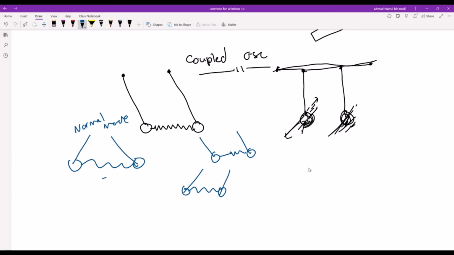So the spring akan access. This one that spring dia macam tak ada spring ya, tak wujud je. So that's why call as a lower mode dan higher mode. Dia ada dua mode. Kalau lagi complex, the more complex system, the more normal mode you have.